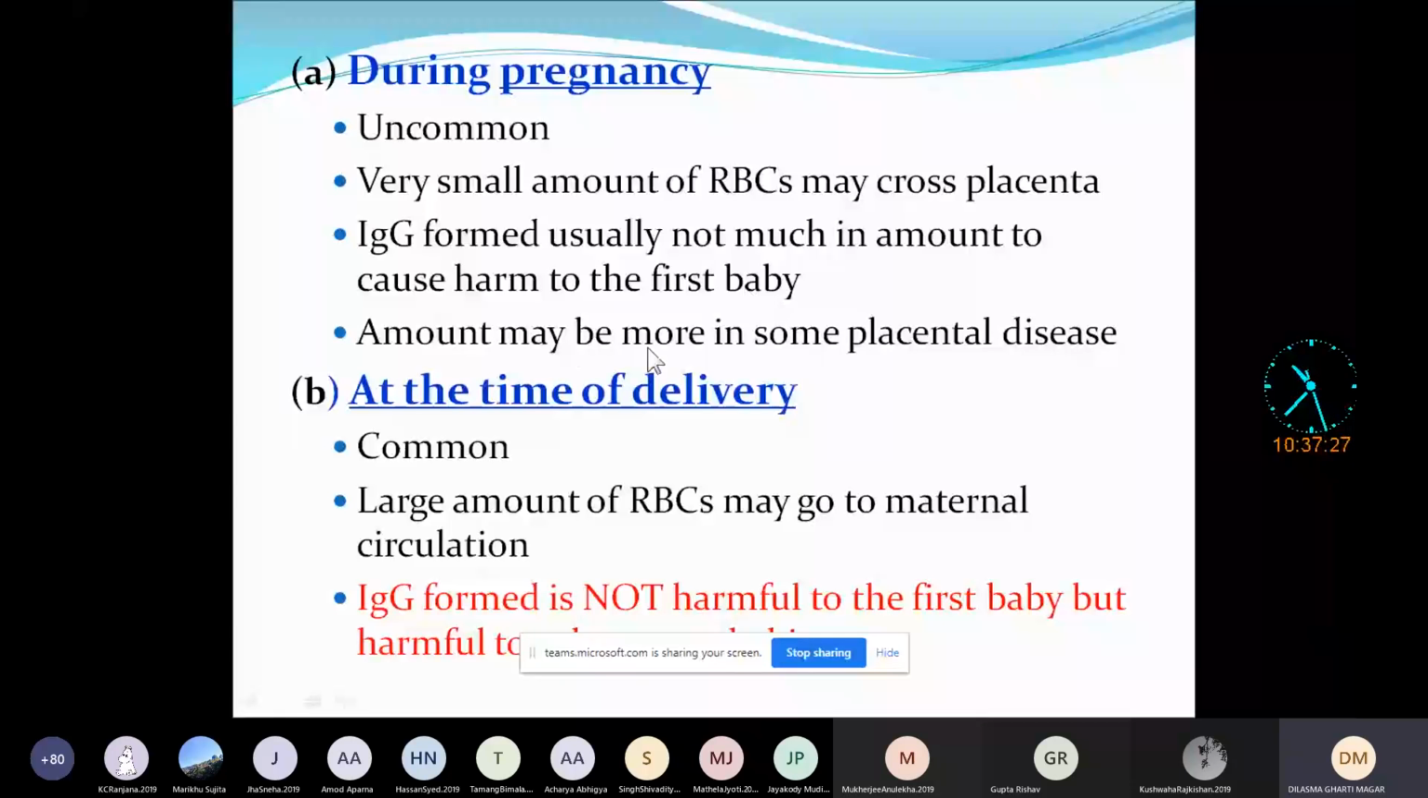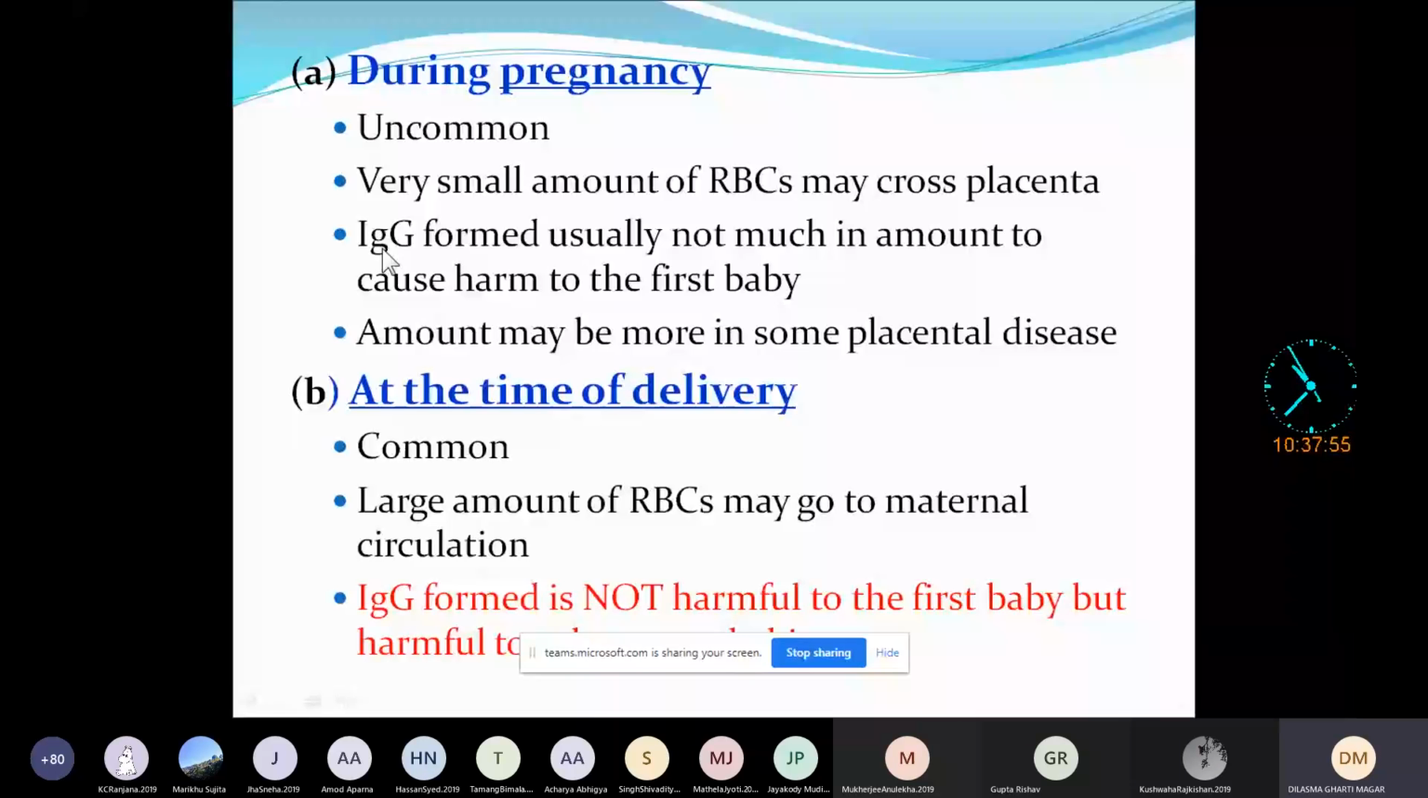So the amount may be more in some, so whatever immunoglobulin G amount may be more in some, in placental disease. There are also placental abnormalities, isn't it? So here you have to understand, during the first pregnancy, even if you say no sensitization, that is also okay, but very little will go. Very little amount of the RBCs may cross the placenta, and whatever immunoglobulins are formed will not cause harm to the first baby.